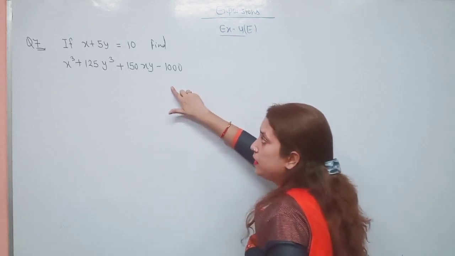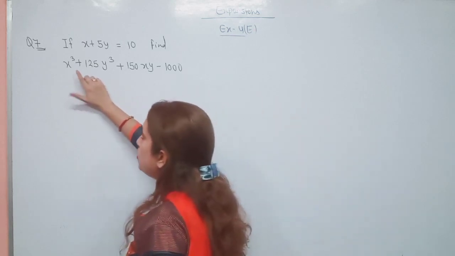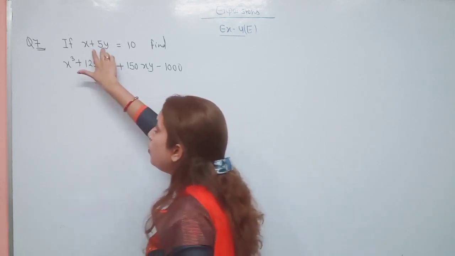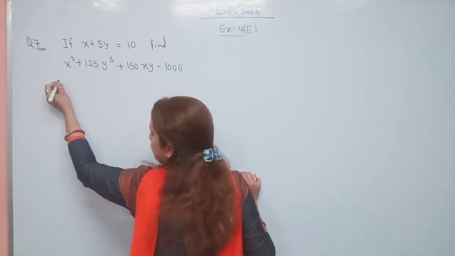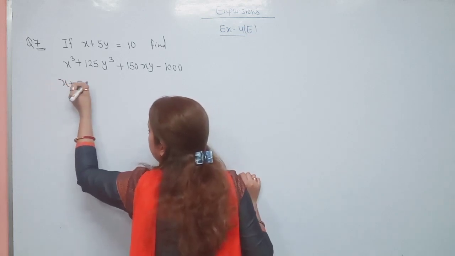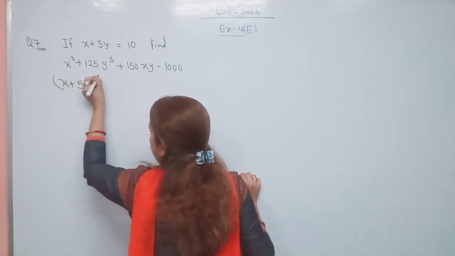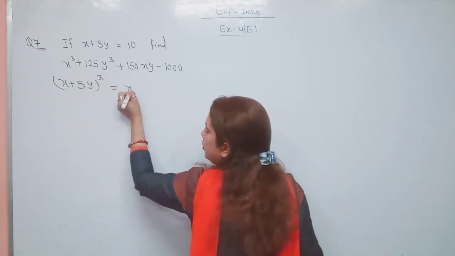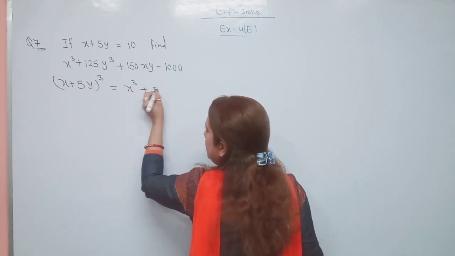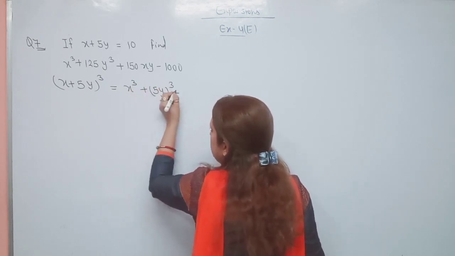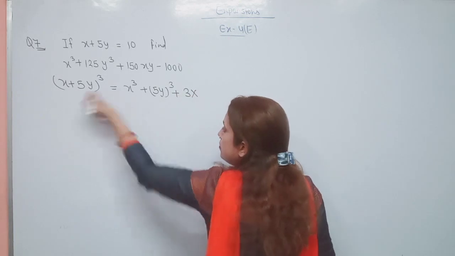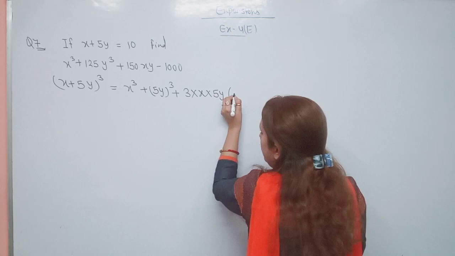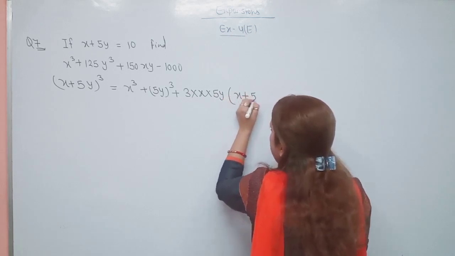Now first we analyze how it will come. x cube plus 125y cube, then we do the whole cube of x plus 5y. So first we do the whole cube of x plus 5y. We know the identity of a plus b whole cube is a cube plus b cube plus 3ab times a plus b. Here a is x and b is 5y, within a bracket a plus b, x plus 5y.